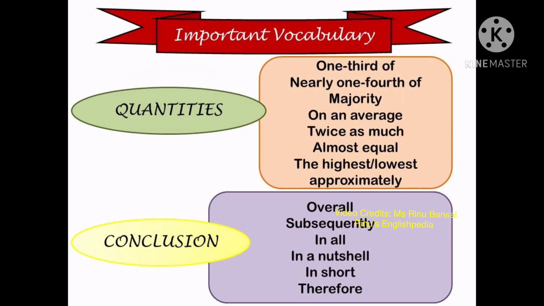For quantities, we can use phrases like one third of, nearly one fourth of, majority, on an average, twice as much, almost equal, the highest or the lowest approximately, and such other phrases can be used. When writing the conclusion, we should use phrases like overall, subsequently, in all, in a nutshell, in short, or therefore.